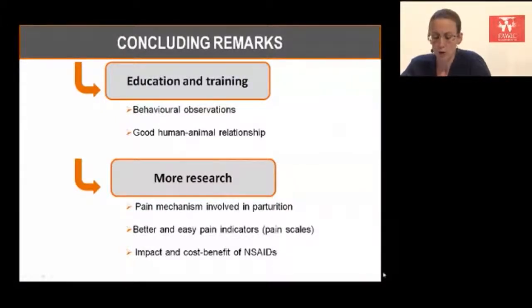And also, a final point is that we think that more research is necessary, and specifically the principal points could be a better understanding of the pain mechanisms involved in parturition. Also, we think that we need better and easier pain indicators, and also we have to make efforts to obtain pain scales. And finally, we need more research on the impact and also the cost-benefit of the administration of non-steroidal anti-inflammatory drugs. So thank you very much for your attention.